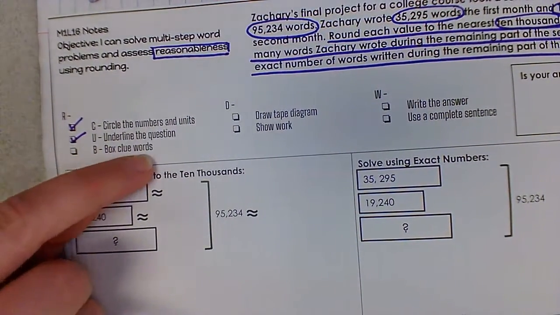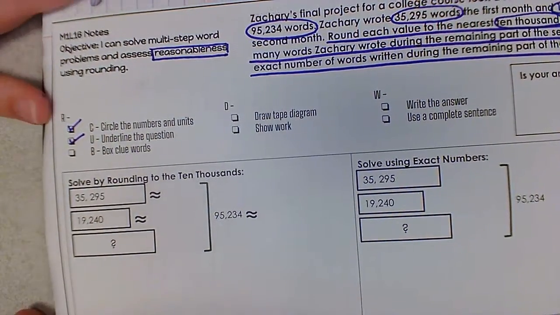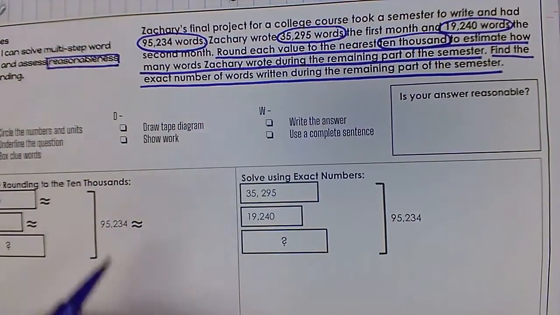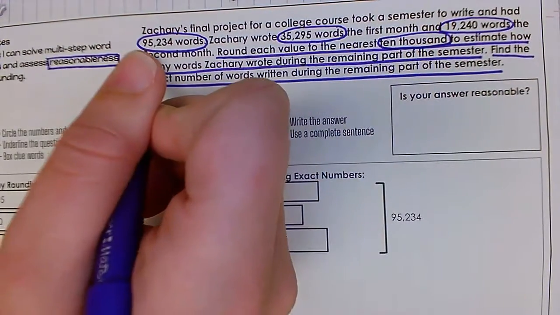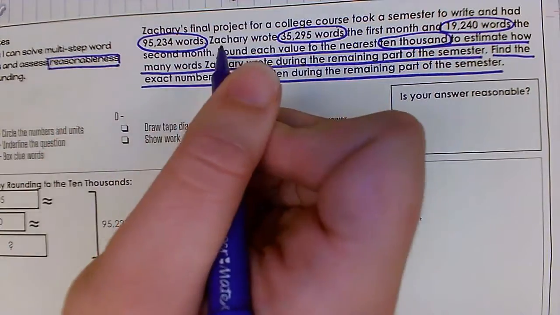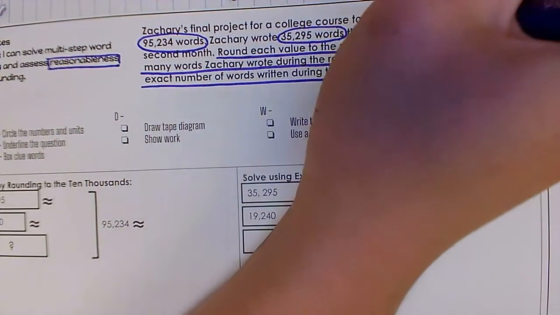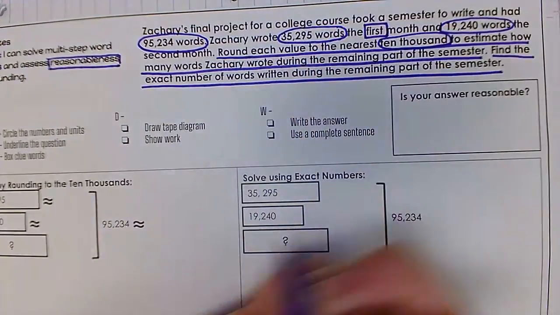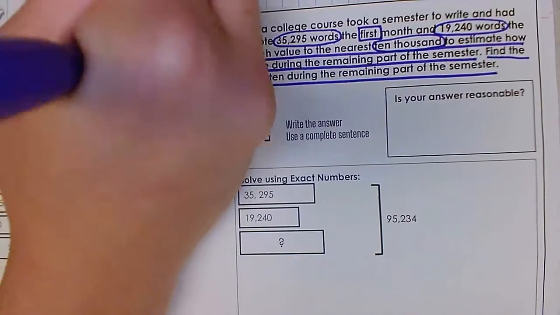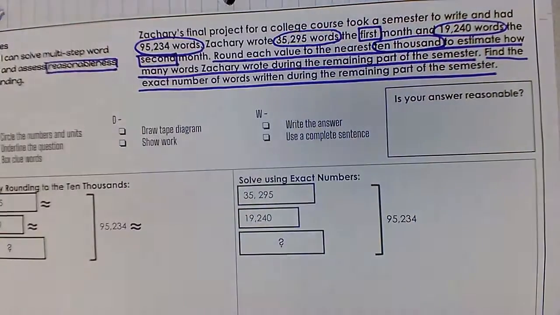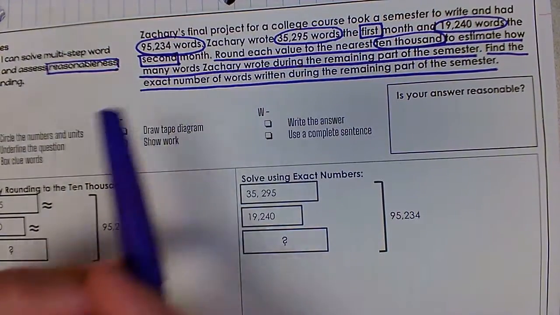Next, I'm going to box clue words. Those are the words that tell me if I'm rounding or using exact numbers, words that tell me if I'm adding or subtracting. Zachary's final project for a college course took a semester to write and had 95,234 words. Zachary wrote 35,295 words the first month. I'm going to box first. And 19,240 words in the second month. The numbers first and second give me a clue that I might need to do some combining of those months.